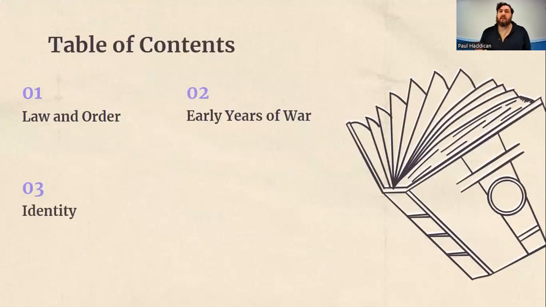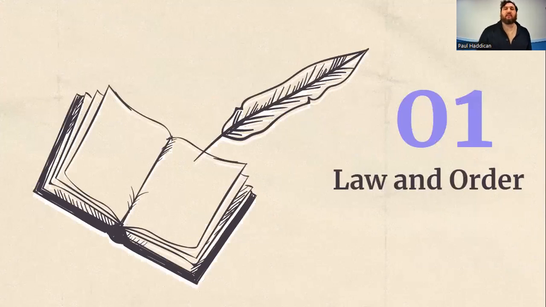We have three sections: Law and Order, not SVU, Early Years of War, and Identity. I'll start off with Law and Order.